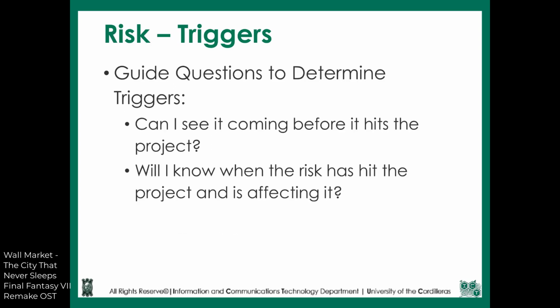A risk does not occur unless there is a trigger. As such, here we have guide questions to determine such. One is, can I see it coming before it hits the project? Are there any signs to look out for to determine that this risk is about to occur? The other is, will I know when the risk has hit the project and is affecting it? There are some risks that are subtle, and you will only know until it has significantly affected your project. One of the best examples is scope creep, as the name implies.